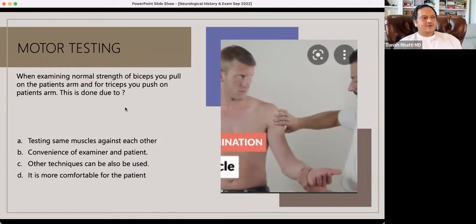All right, motor testing. When you're examining the normal strength of a biceps, you pull on the patient's arm, and for the triceps, you push on the patient's arm. And why is this done? Why do you do it differently to test biceps and triceps? Are you testing the same muscle against each other? Is it for the convenience of examiner and patient? Are you doing it because other techniques can also be used? Or is it more comfortable to the patient?